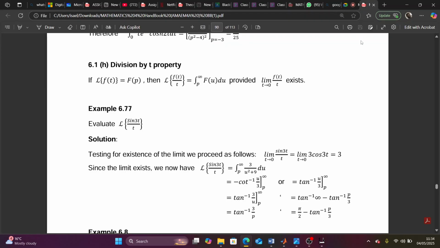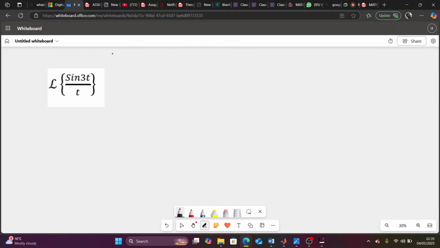Okay, the formula says the limit of f of t is equal to f of p. First, we prove the existence. We check first for the limit of t going to 0. So what we do, Mr. Trinity, we have to check the limit when t goes towards 0 of sine 3t over t. Now you will notice something here: if you substitute t with 0 here, it gives you 0 over 0.